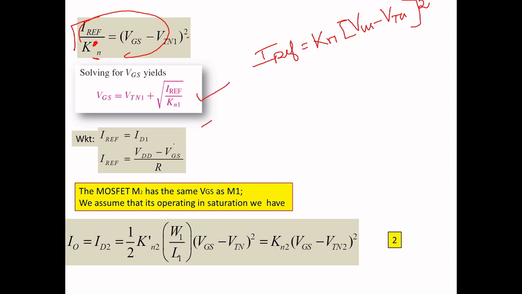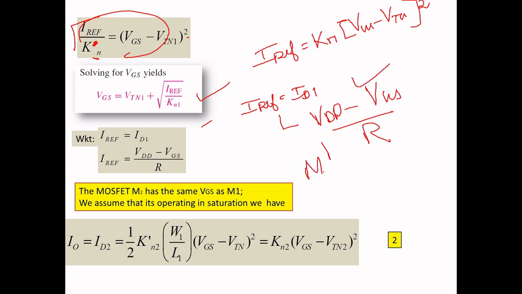I hope you understood. Now I am saying IREF equal to ID1. So IREF I can write as VDD, the supply voltage, minus the drop across gate source, divided by R. This is one of the equations for IREF.